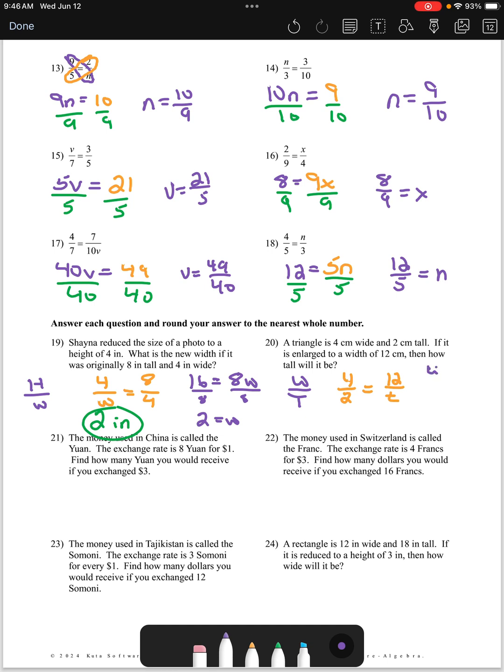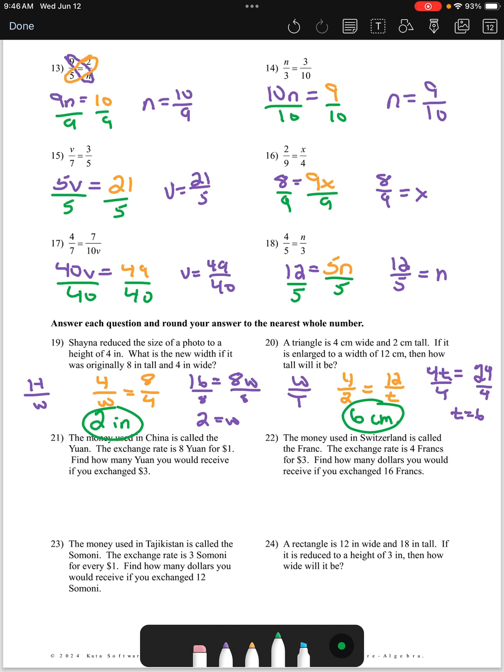Cross multiply. 4 times t is 4t. 2 times 12 is 24. Divide both sides by 4. T is equal to 6. 6 what? 6 centimeters. Word problem.